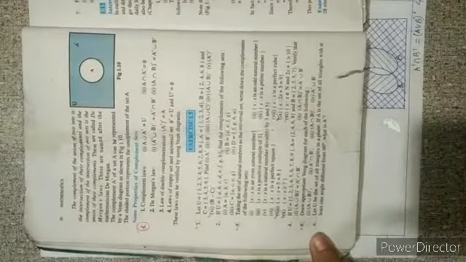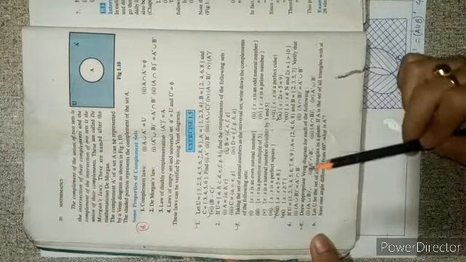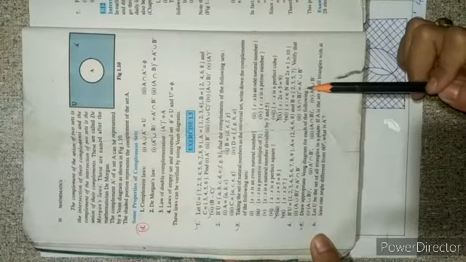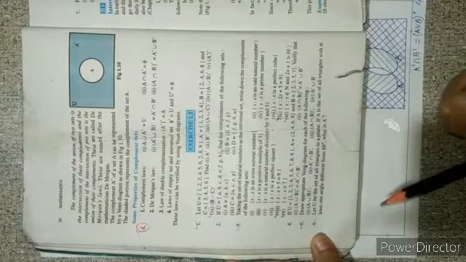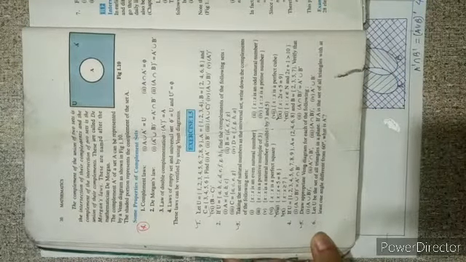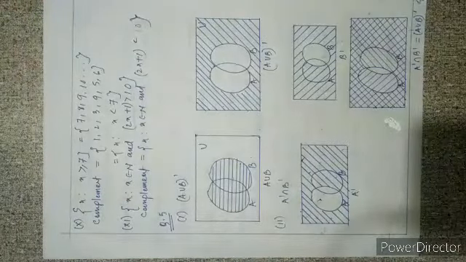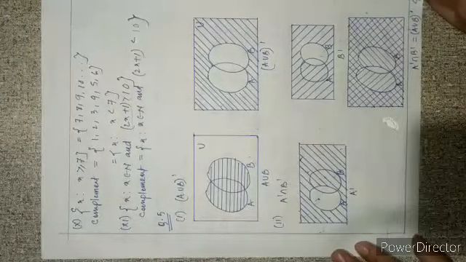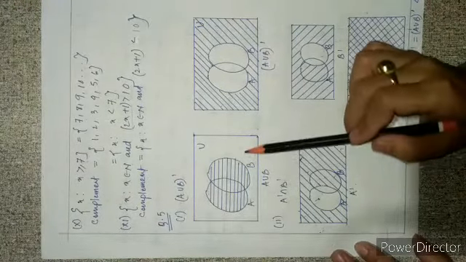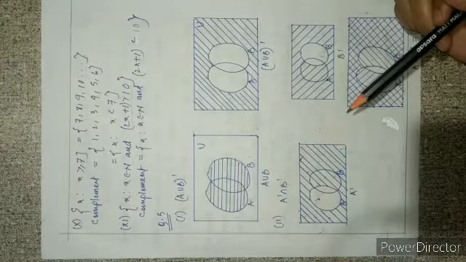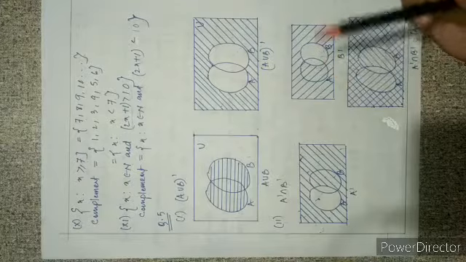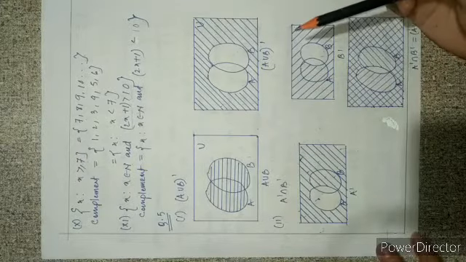Let's come to question number 5. Draw appropriate Venn diagram for each of the following. Roman number 1, 2, 3 and 4. A Venn diagram is the diagram that shows the relationship between the sets and its subsets.